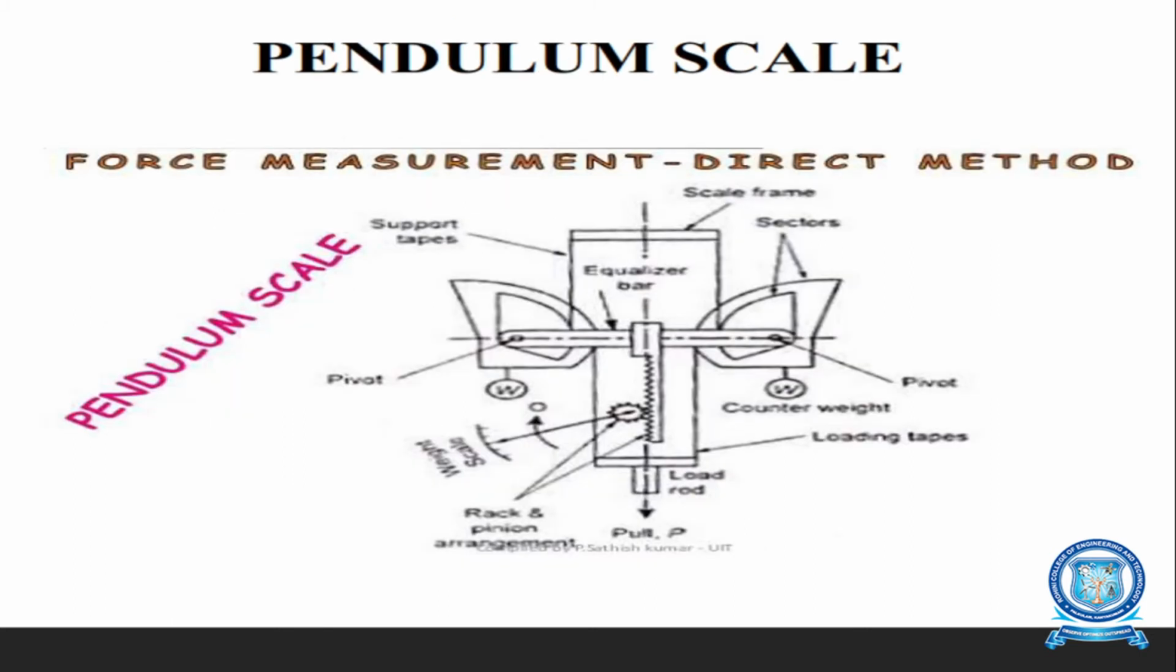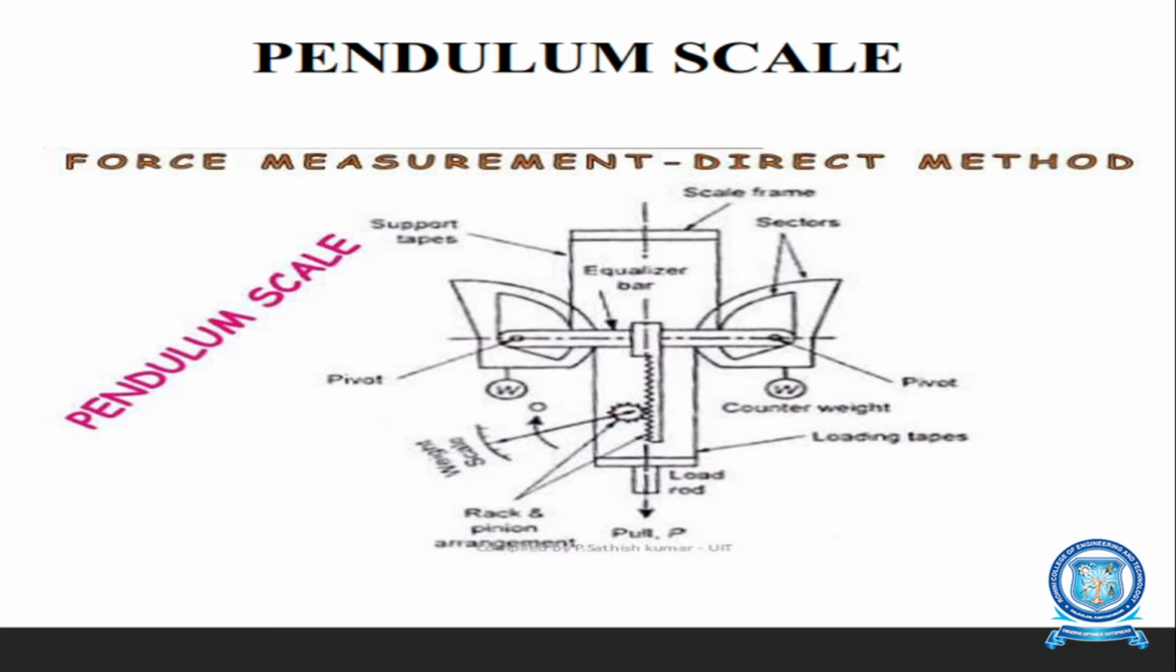So the next one is the pendulum scale. Here, there's a support tape and a scale frame sector. There are two sectors and it is pivoted. And there's a weight and the counterweight. And there's a rack and pinion arrangement to move up and down on this section. And there's a weight scale with a pointer. And there's a load rod which pulls up and down. So these are the pendulum scale parts.